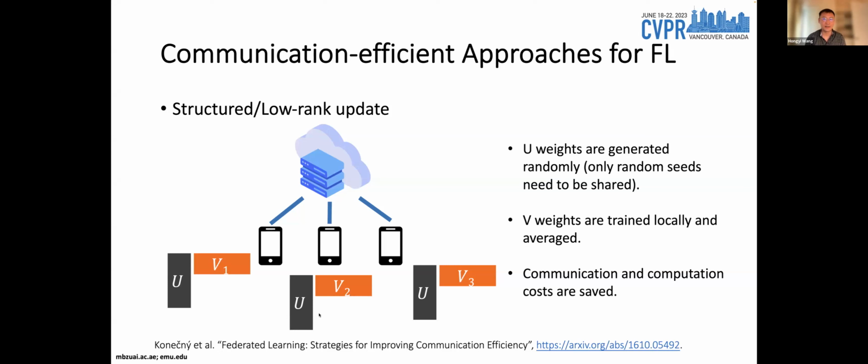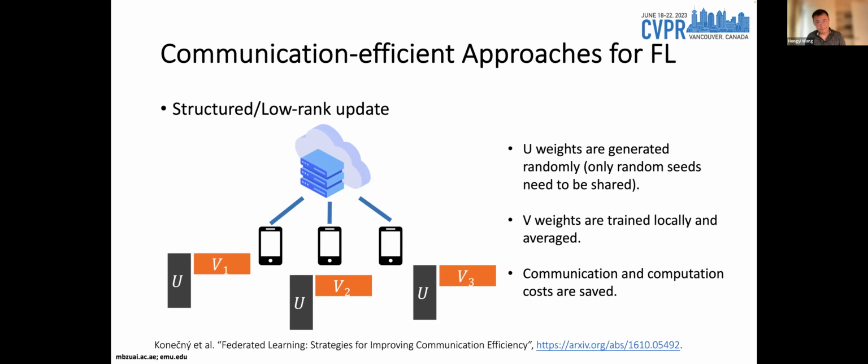Here they try the structured, low rank update. U is a randomly initialized weight matrix that's shared across the devices, so it doesn't even need to be communicated. It can be generated using the same random seed. The U weights are not updated during local training, so only the V weights are updated and communicated across the cluster. For each round, the V weights are trained on the local devices and communicated to the cloud, then shared back across different devices, and then we repeat again.